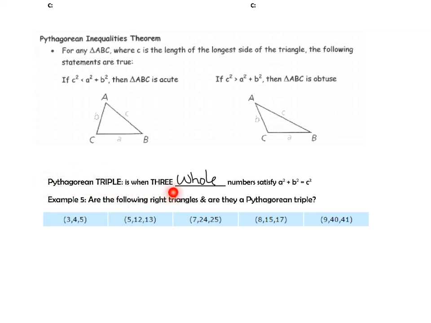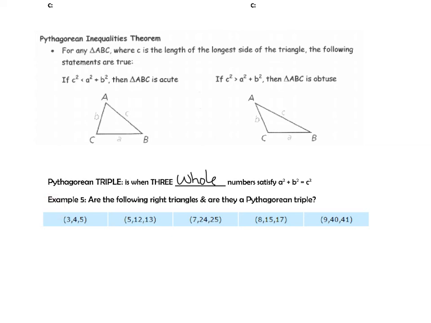A Pythagorean triple is when you have three whole numbers that satisfy A squared plus B squared equals C squared. So in previous examples where we ended up with decimal values, those are not considered Pythagorean triples at all. It has to be three whole numbers in order for it to be called a Pythagorean triple.